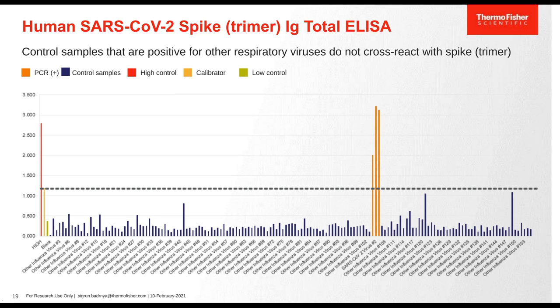A further screening with control samples positive for other respiratory viruses, including influenza A, B, or parainfluenza strains, did not show any cross-reactivity with the spike trimeric protein. As depicted in the graph, a high control indicated in red, a calibrator to define the cutoff in yellow, and a low control indicated in green are also provided as part of the ELISA kit. Except for 3 PCR positive samples here indicated in orange that could be reconfirmed, all tested control samples here in blue were below the set cutoff, finally resulting in 100% specificity of the assay.